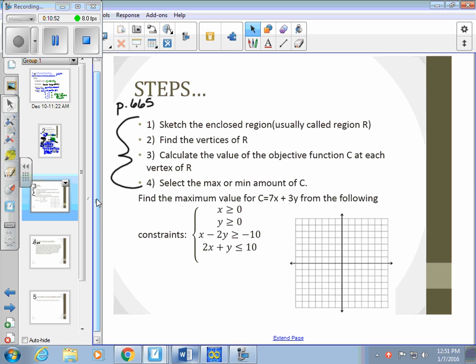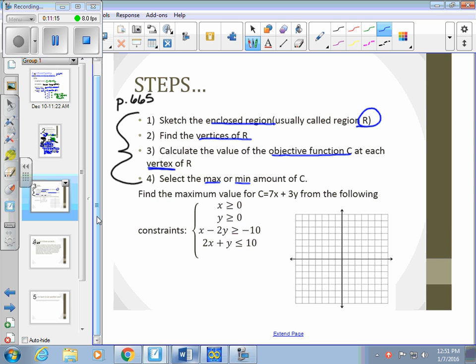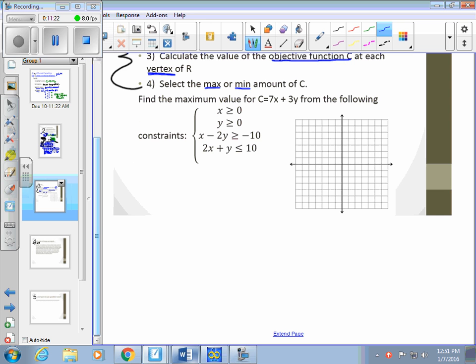It talks about sketch your enclosed region. They call this region R. Find the vertices of R. So find the vertices of your feasible region. Calculate the value of the objective function C at each one of the vertices. Select the max or min amount of C based on that point. So in this next example, we talk about find the maximum value for C equals 7x plus 3y from the following. It gives us what our constraints are.